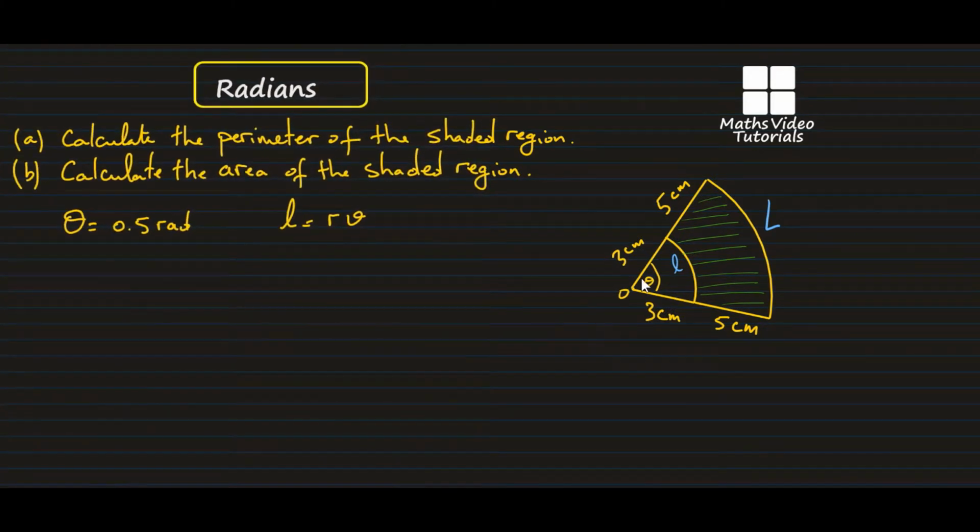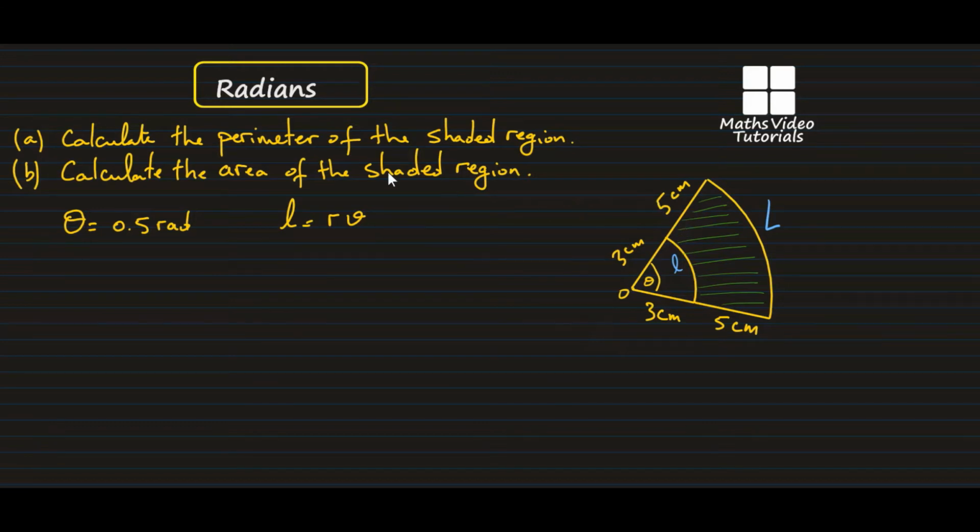Now the first thing we need to do is to have a closer look at the diagram. You can see there's this large arc belonging to the larger circle with a radius of 8 centimeters, and also we have this smaller arc belonging to the smaller circle of radius 3 centimeters. Both circles share the same center.